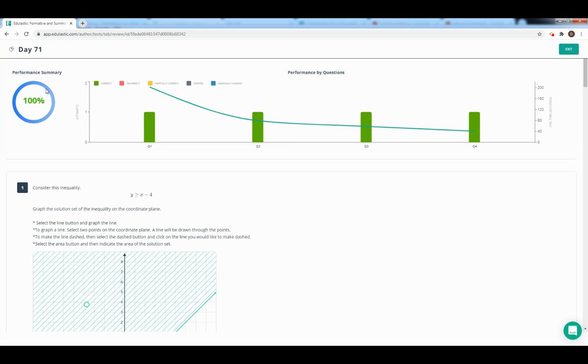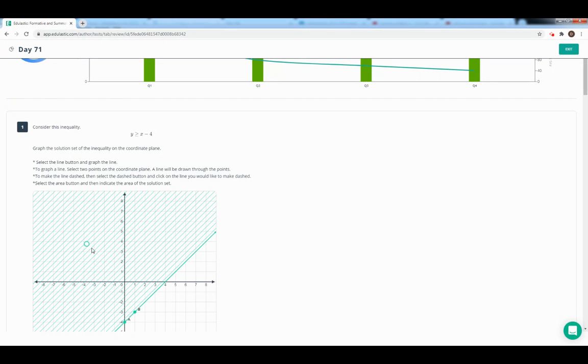And as you can see, if you did exactly what I did, you will get 100. Also, don't worry about where you click for the shading. It will take it no matter where you click. So you don't have to click in the exact location that I clicked. If you click here, if you click there, it takes it.